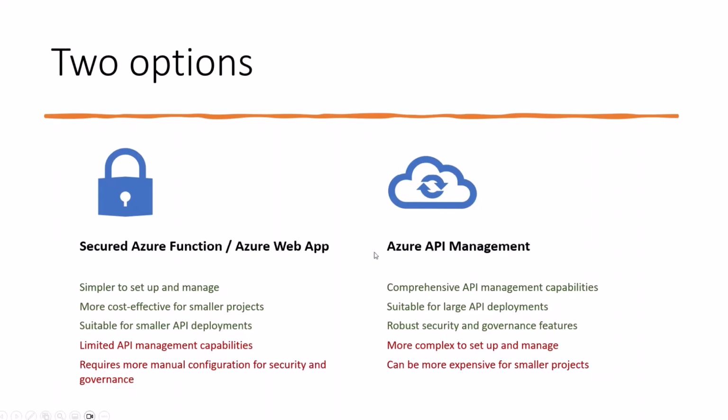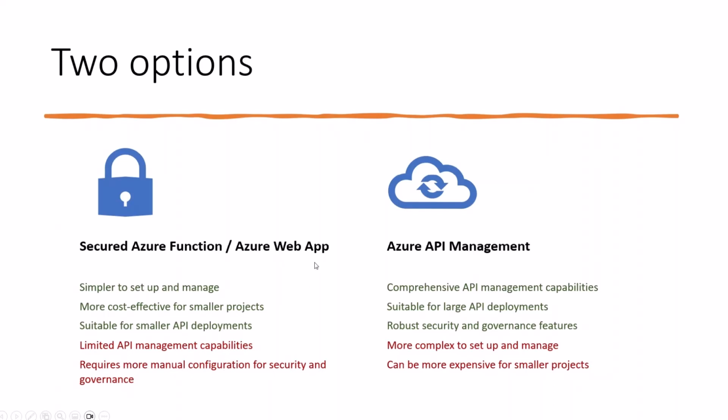Another approach, which today we are looking into, is how we can make use of Azure API management, where technically you are directly dealing with your API endpoints. So you don't have to go via Azure function and Azure web app. For each approach there are some benefits and some drawbacks. For the Azure function, it's quite simple to set up, cost effective and suitable for smaller API deployments. But it has limited API management capability and requires more manual configuration for security and governance.